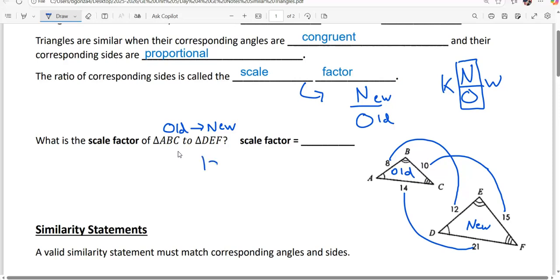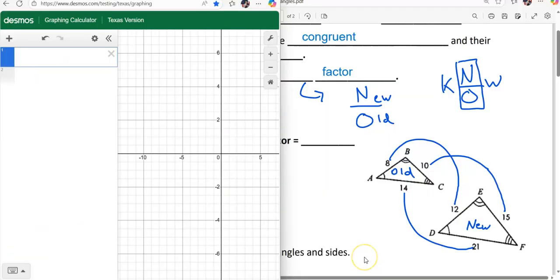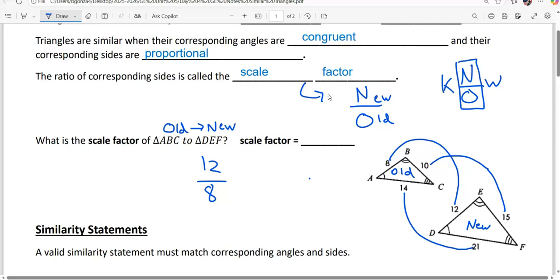12 over, and corresponds to what? 8. So 12 corresponds to 8. All I got to do is put 12 over 8. Hit that circle for the fraction. It's 3 over 2. So this equals 3 over 2 when you reduce it. So my scale factor is 3 over 2. That's it. You're literally just finding what matches what, and making it a fraction.